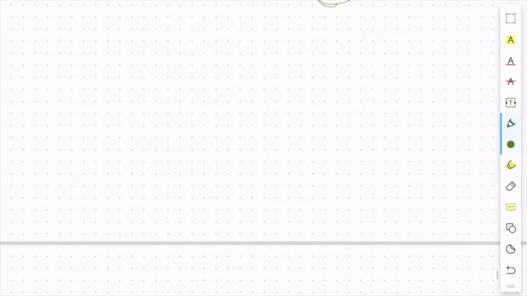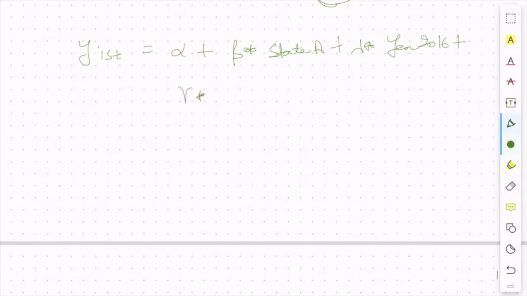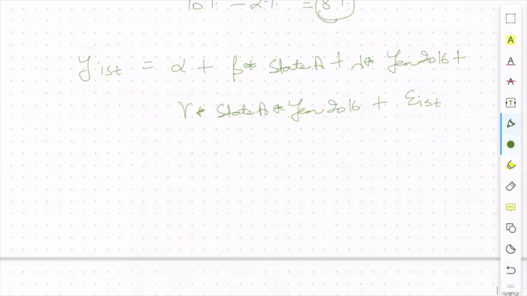So the regression equation for this model is as follows, which is Y_ist, and I'll explain briefly in a minute what these terms are referring to. But here Y_ist is equal to a constant alpha plus beta times state A dummy plus lambda times year 2016 plus gamma times state A times year 2016 plus the error term, which is epsilon_ist. Let me explain what these terms are.